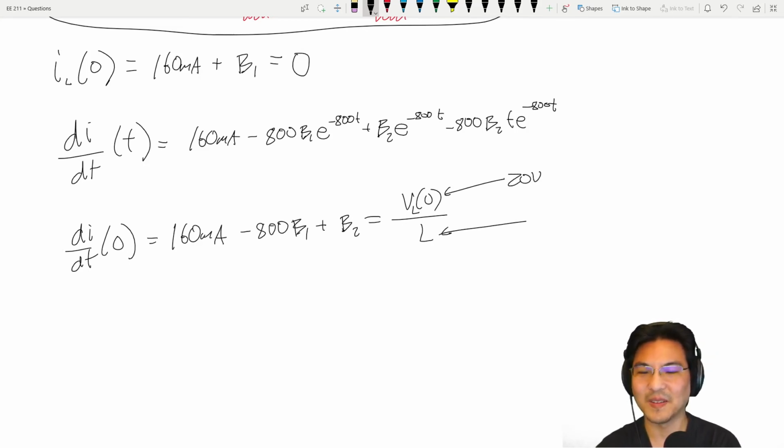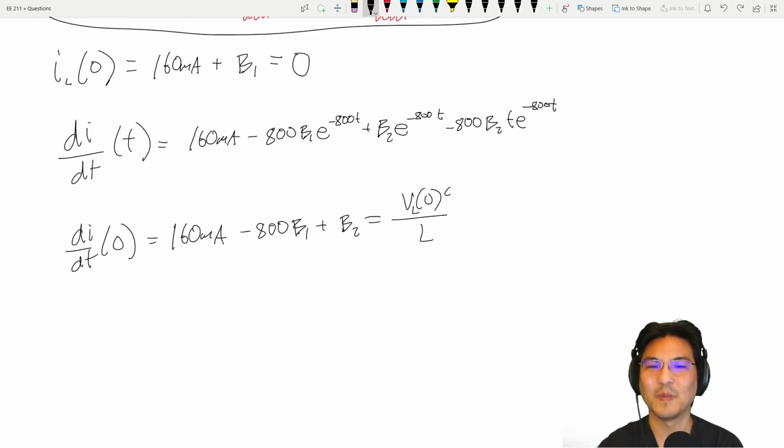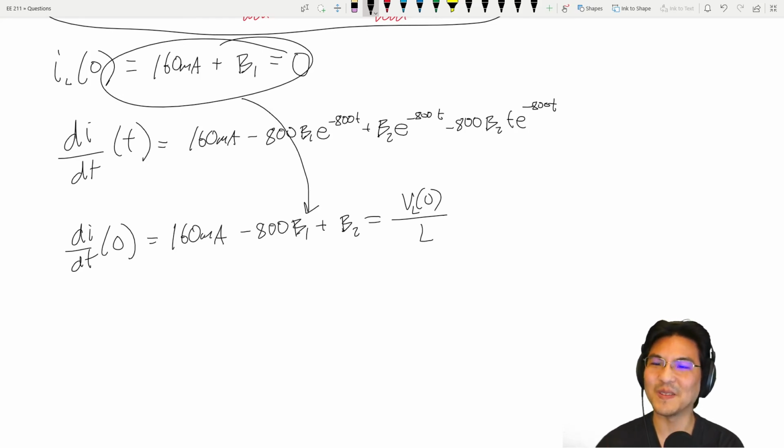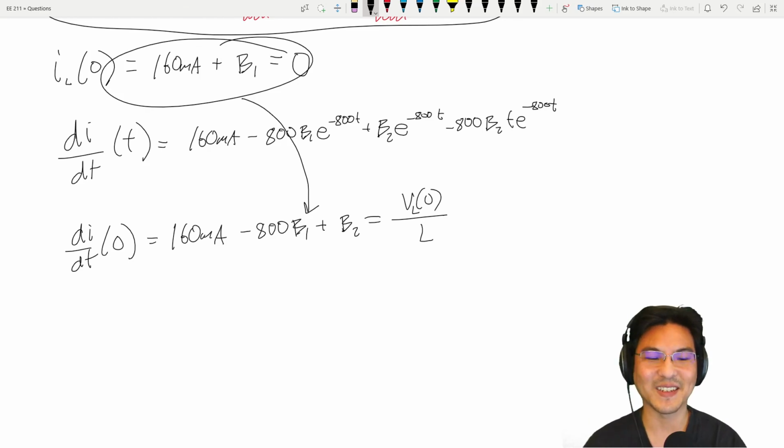And then we know the inductor, right? So now we have, just take B1 equals negative 160, plug it in there, solve for B2. Now we got both. It's kind of a long problem, so pause where you need to, and let me know if you have questions, and I'll see you in the next video.